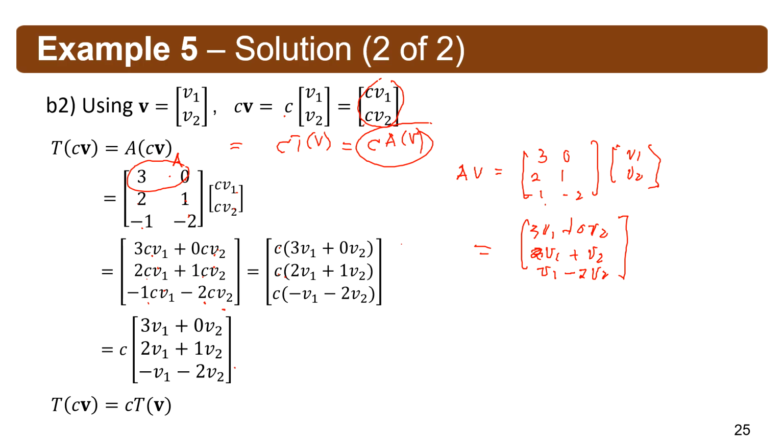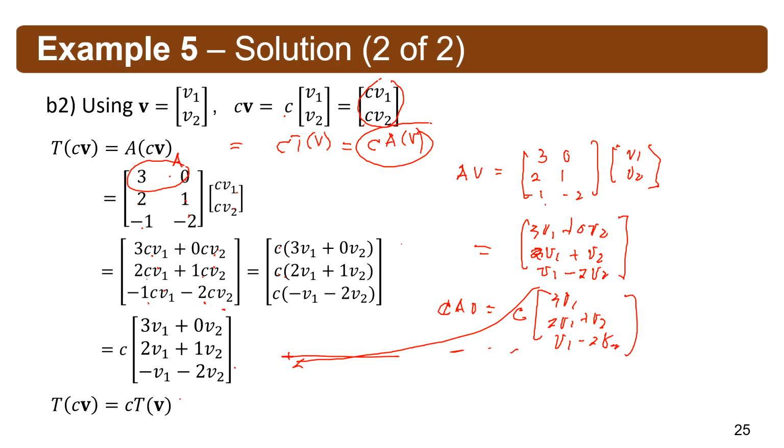And that is exactly this one. Okay? So if we multiply C A V, that is simply C times 3V1, 2V1 plus V2, and V1 minus 2V2. Okay? They are the same. So, therefore, it is a linear transformation.